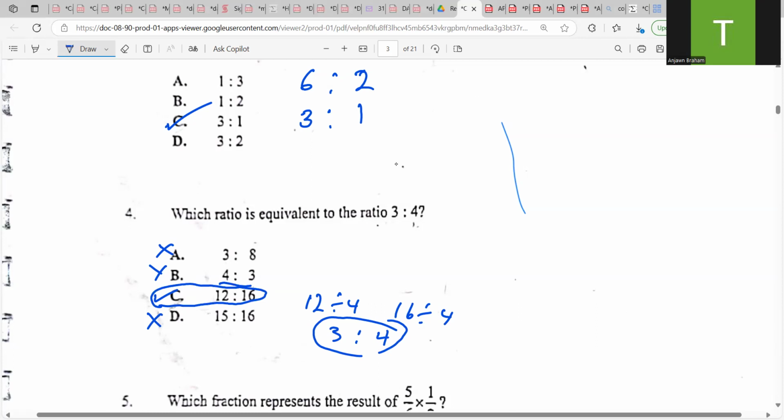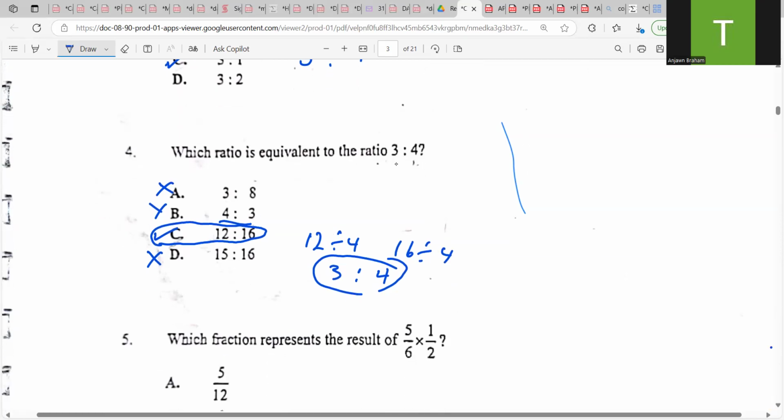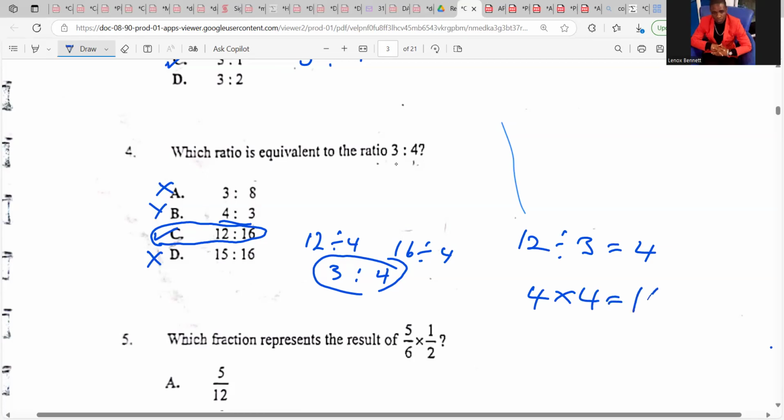Yes, go ahead, Bram. Sir, in our class we learned another way to do it. Share with us. You would divide 12 by 3, and then that would be 4, and then multiply 4 by the result. Multiply the result by 4, so 4 times 4. Yes, okay, sir. All right, very good. Thanks so much. Let's move down to number 5.